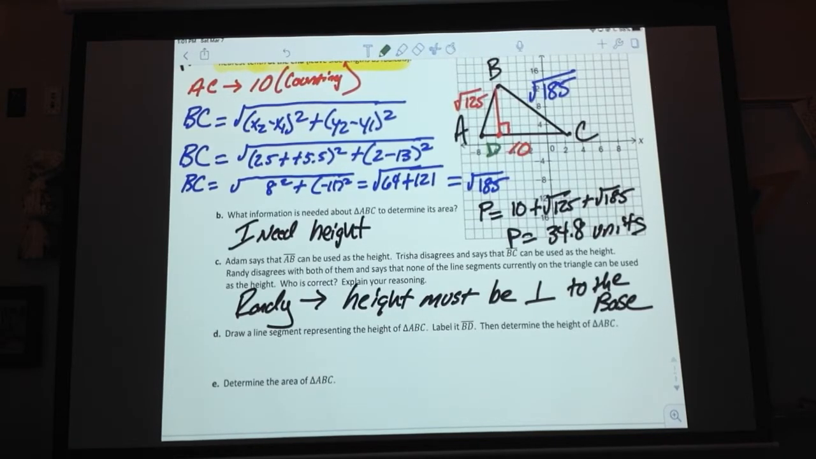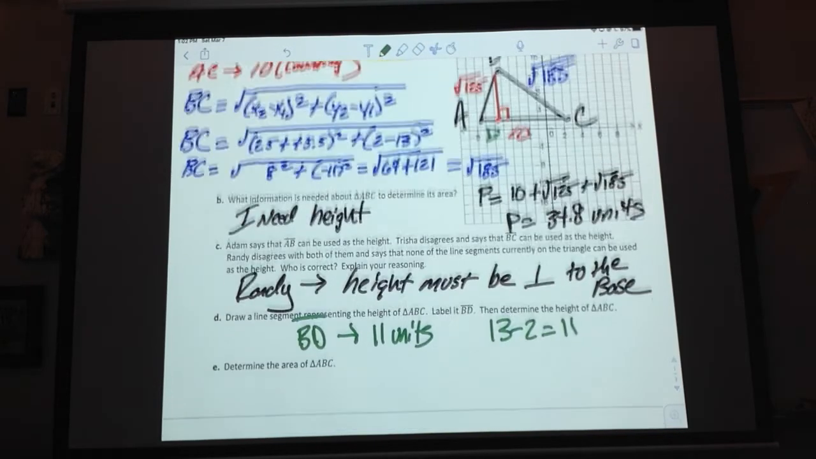Okay? So, determine the height of this. Well, I can simply count it. It's a vertical line. And I know that line segment BD is 11 units. And I know this by simply counting from B down to D. I'm counting from 13 down to 2. That is 11. Right? 13 minus 2 is 11. So I know my height is 11. It's countable because it's a vertical line.